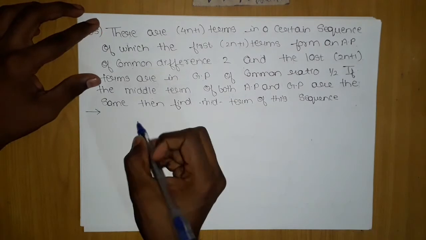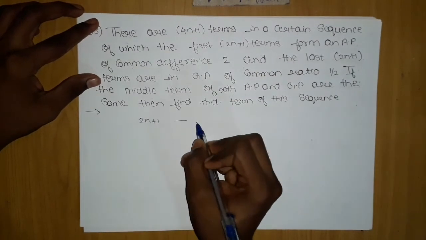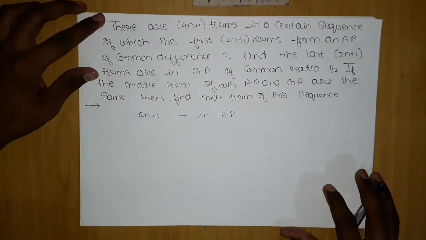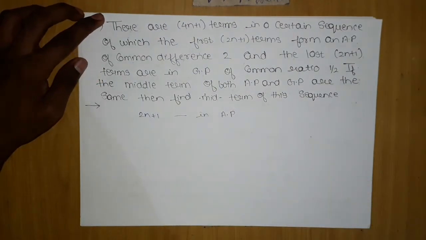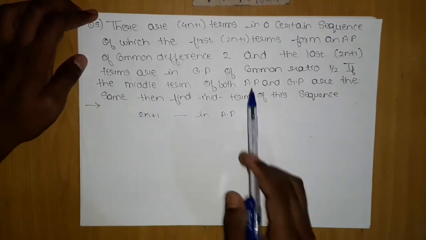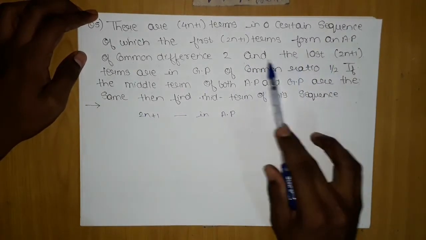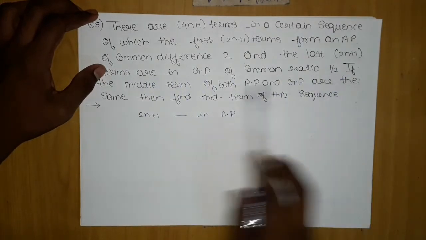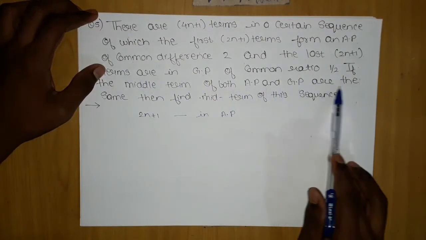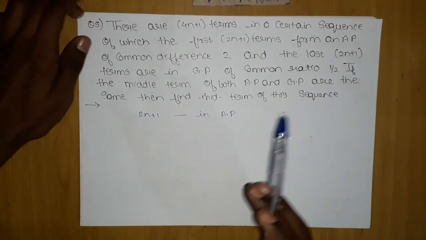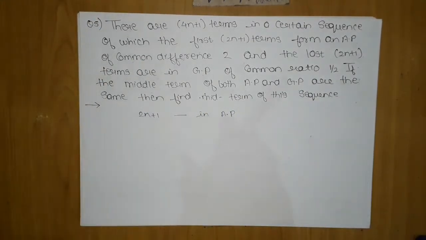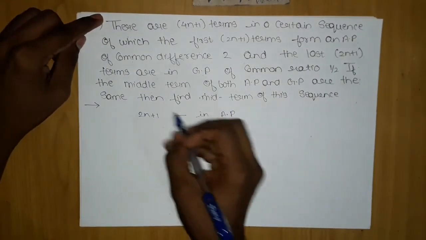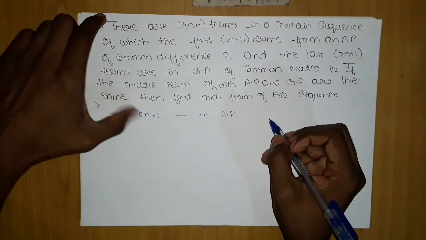Now we will do this. Then what we can say, 2n plus 1 terms in AP. So then how can we find the last term? What they have told is that the last 2n plus 1 terms are in GP with common ratio 1/2. If the middle term of both AP and GP are the same, we have to equate the middle terms, because the middle term is the same. Now we want to find the middle term of this. What will be the middle term of this?